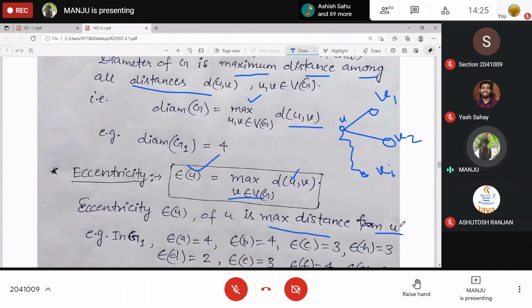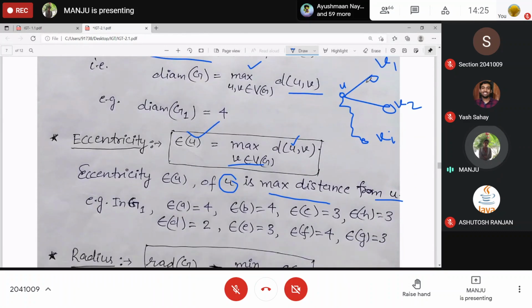From a particular vertex. Okay, eccentricity is what? Eccentricity of a vertex U is the maximum distance from U. Okay, that will be your eccentricity. Find all the eccentricities just like that. Eccentricity of A, eccentricity of B. That is the maximum distance from U to any other point. Maximize it. B to all the points. Maximize it. C to all the points.